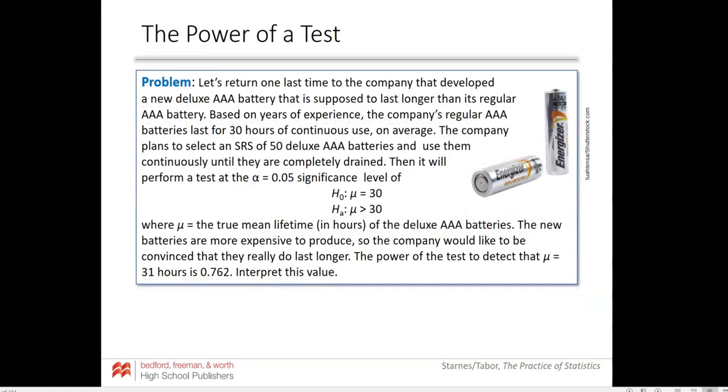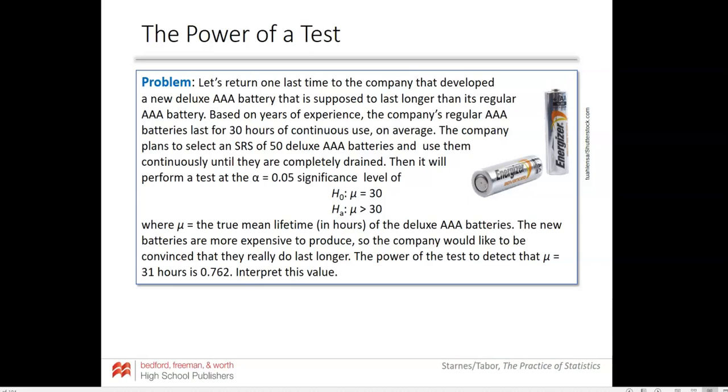Let's go back to the battery example. Again, the null is nothing's unusual. They get 30 hours. The alternate is we think it's more. The new batteries are more expensive. So the company would like to be convinced they really do last longer. The power of the test to detect that mu is 31 is 0.762.